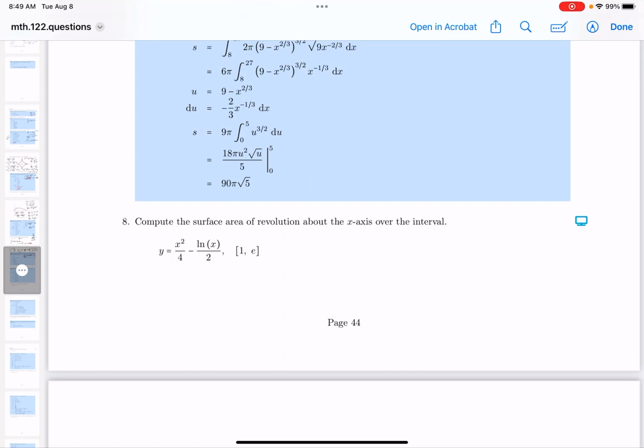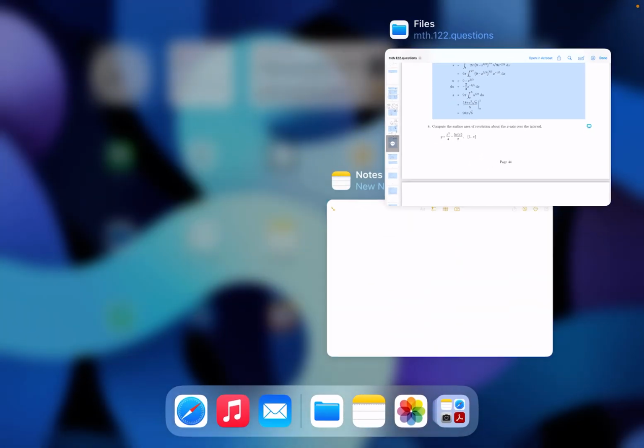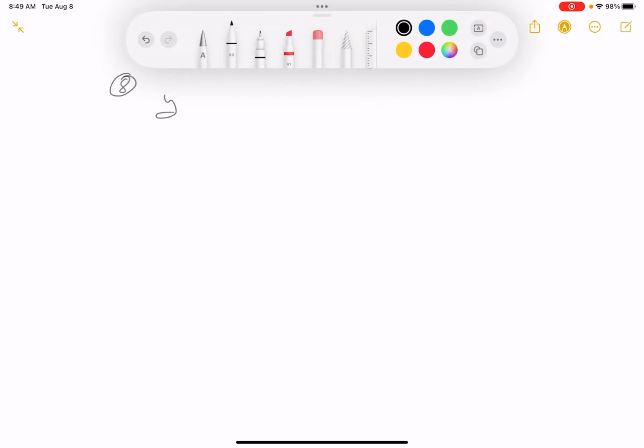Okay, for number 8, compute the surface area of the revolution about the x-axis for this relationship over the interval from 1 to a. So what I want to do here is write the problem down again. And again, this is number 8. It's y equals x squared over 4 minus the natural log of x over 2. The x is on the interval from 1 to a, and this is about the x-axis.